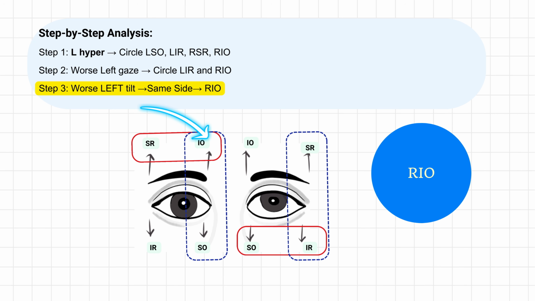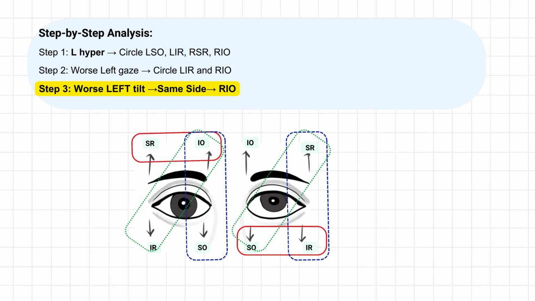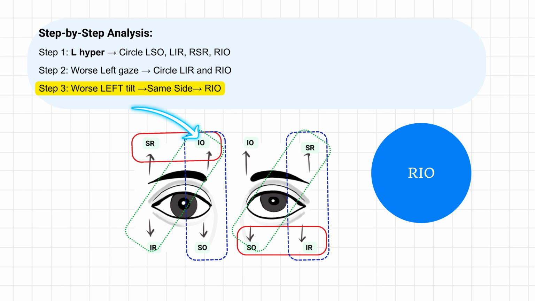Now, you might ask, what if I don't remember the rule or I'm worried about getting it wrong? No problem at all. You can fall back on what we discussed in the beginning of this video. When you tilt the head to the left, the left eye intorters and the right eye extorters are recruited. The opposite happens with the right head tilt. So when the head is tilted to the left, circle the left eye intorters and the right eye extorters. When you do this and combine it with the previous steps, you will notice that only one muscle is common to all these three circles, and that muscle is the culprit. And therefore, the answer in this scenario is the right inferior oblique.